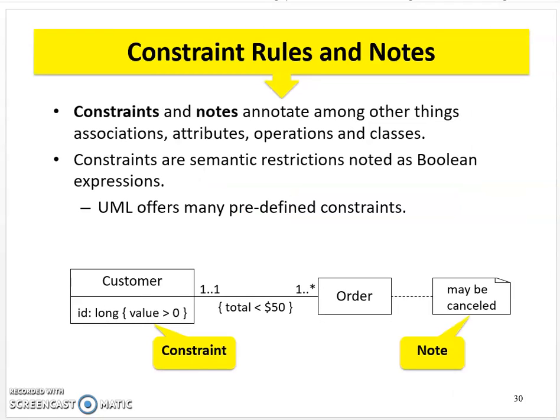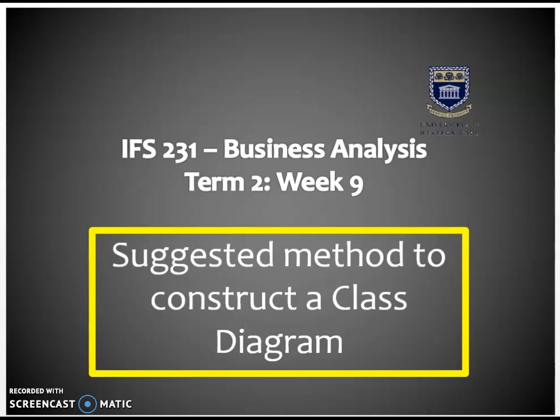We also have constraint rules and notes. In this example, a customer can place many orders, at least one. But there is a note that orders may be cancelled. Now let's look at a suggested method to draw a class diagram. But before we do that, let's first talk about primary and foreign keys.